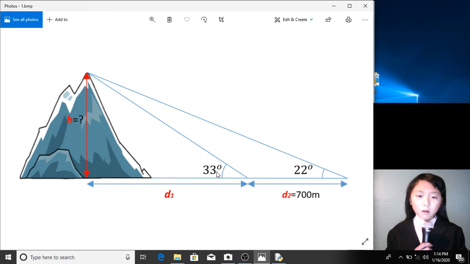Then we walk another distance from that mountain, this time measuring how much more we walk, and we measure the angle from the tip of the mountain to the ground and get 22 degrees. We can walk any distance we like. Over here, I chose 700. How will we find the height of the mountain?